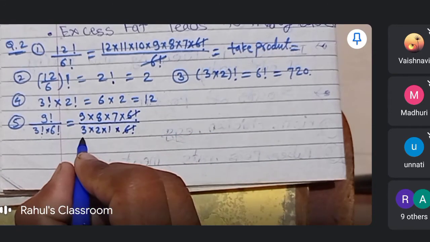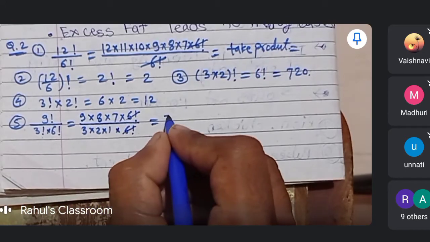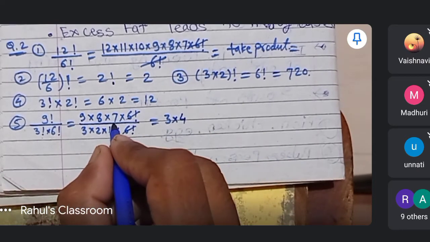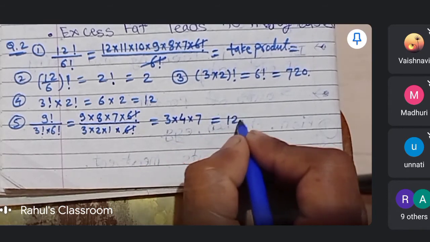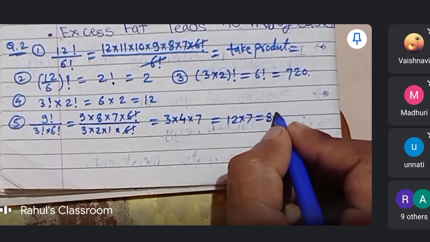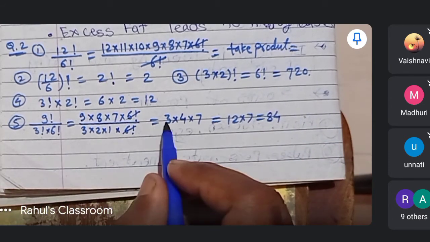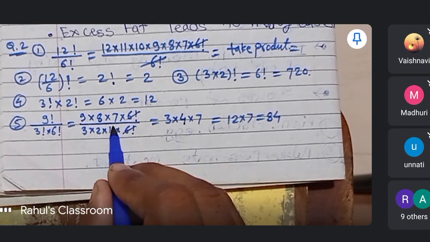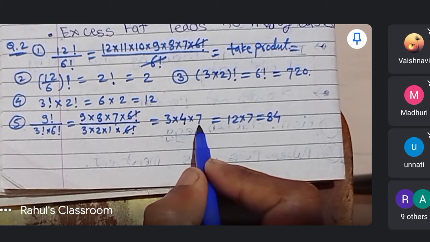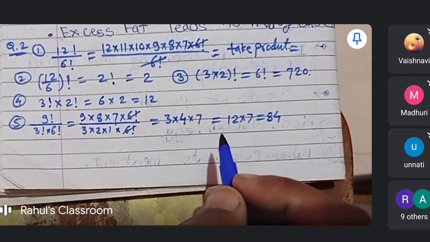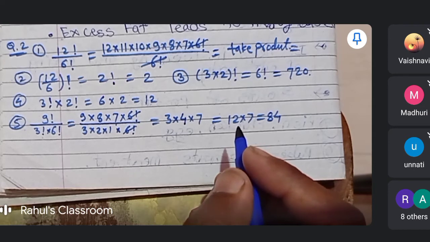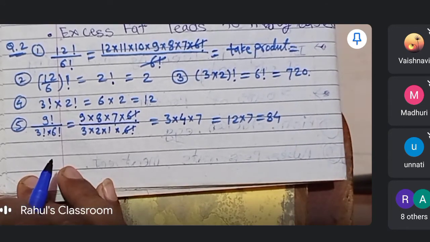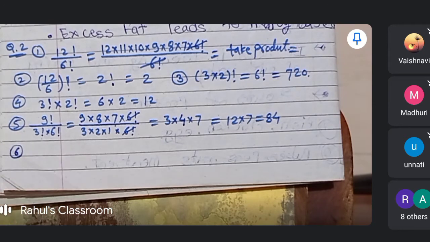6 and 6 get cancelled. 3 1s are 3, 3 3s are 9, 2 1s are 2, 2 4s are 8, and 7 as it is. 12 into 7 is equal to 84. Like this we can solve it. अशा प्रकारे आपण त्याला सॉल्व करू शकतो. एक्झाम्पल नंबर 6.